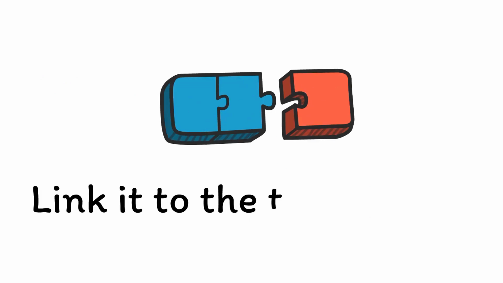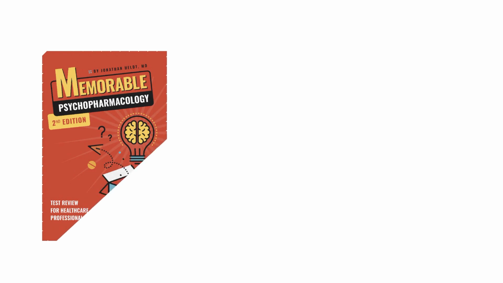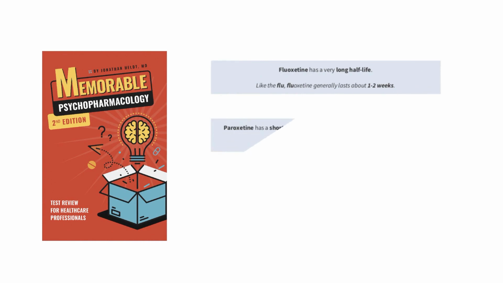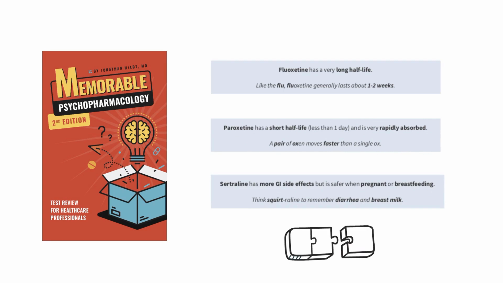The best strategy to overcome this is to make sure that the mnemonic is clearly linked to the thing itself. You'll notice that I use this strategy a lot for my psychopharmacology mnemonics by embedding it into the drug name, like fluoxetine making you think of a flu that lasts a couple of weeks to link it to a long half-life, or paroxetine making you think of moving faster with 2-oxen to link it to a fast half-life, or sertraline making you think of GI side effects that are often seen with this drug in particular. That way, when you see these drugs on tests or in clinical settings, you're only one step away from knowing the most important information about it.